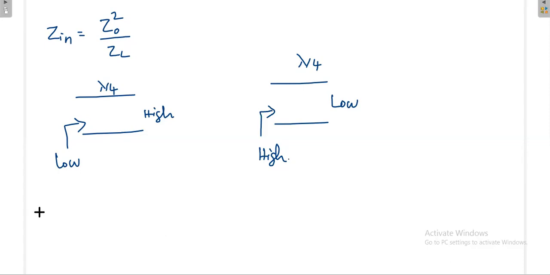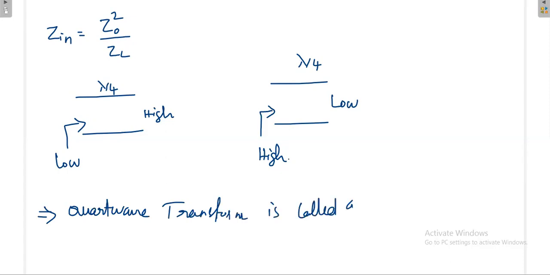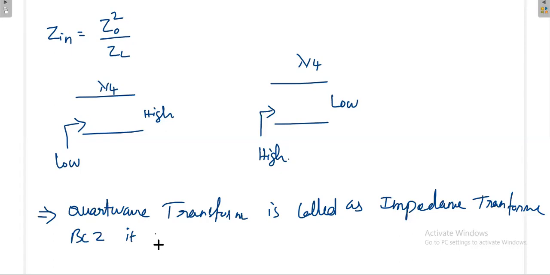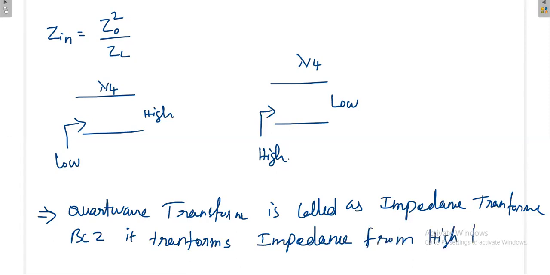Okay, this quarter wave transformer is called an impedance transformer, because it transforms impedance from high to low or from low to high.